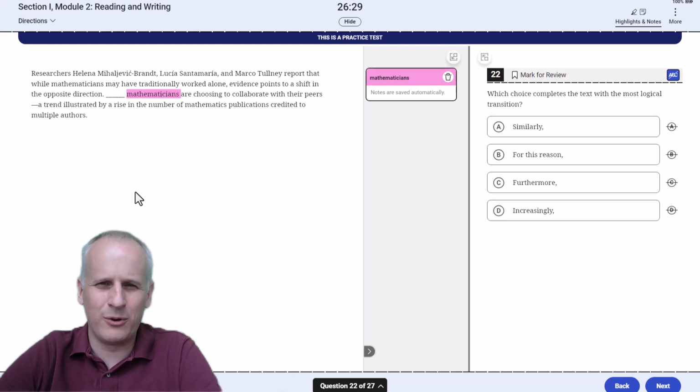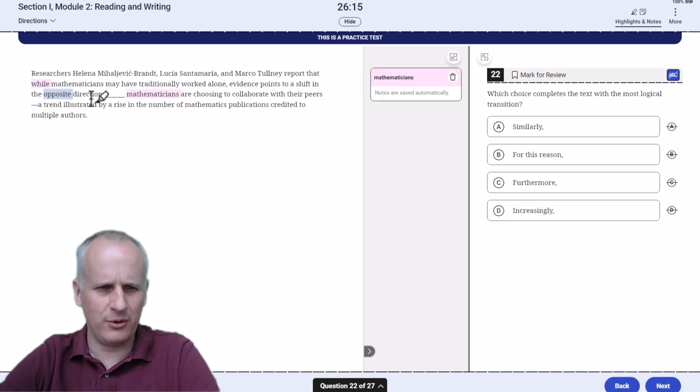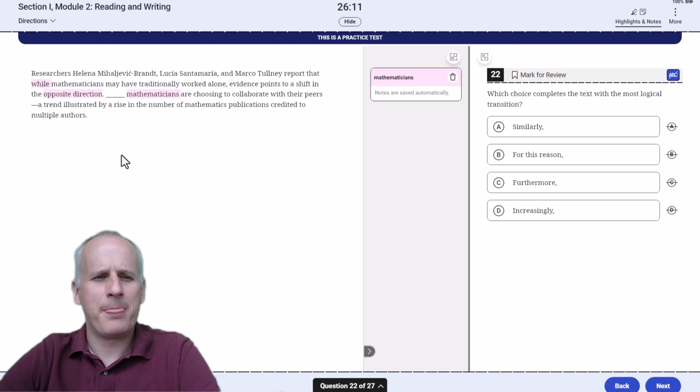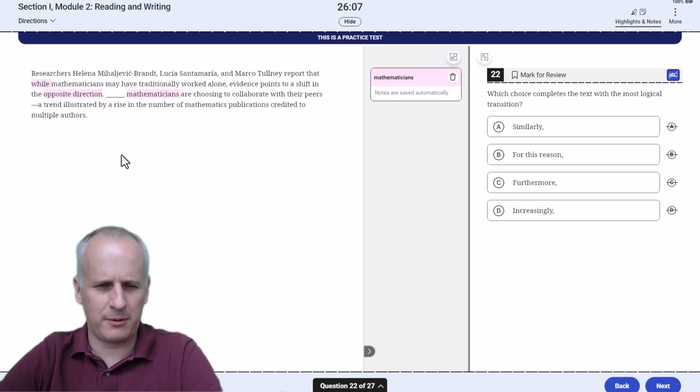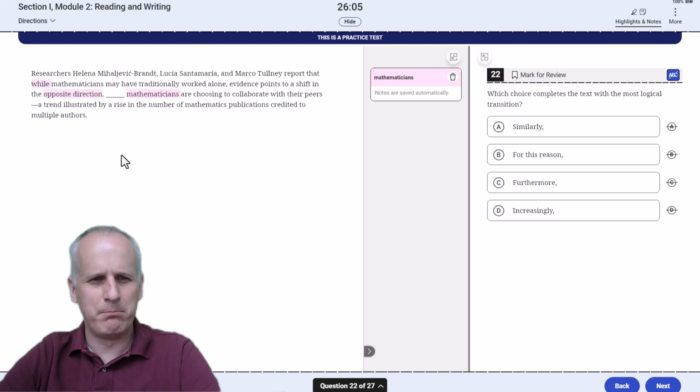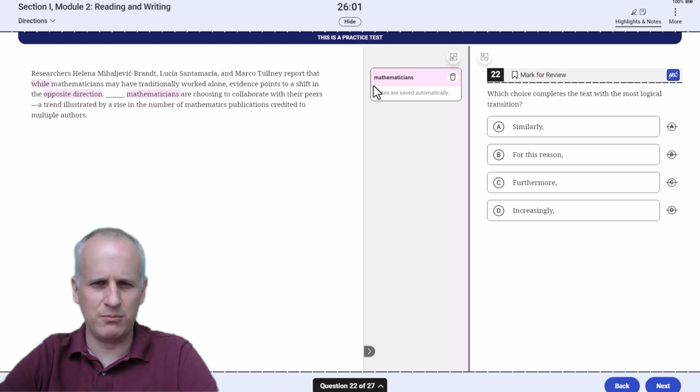I mean, we don't want to waste time pronouncing them. So we're just going to say, researchers report that while mathematicians have traditionally worked alone, evidence points to a shift in the opposite direction. Okay, so we've got this "while," and it's going to go in the opposite direction. Again, you can see I'm just highlighting this for clear reference. And then we find that mathematicians are choosing to collaborate with their peers, a trend illustrated by a rise in the number of mathematics publications credited to multiple authors.